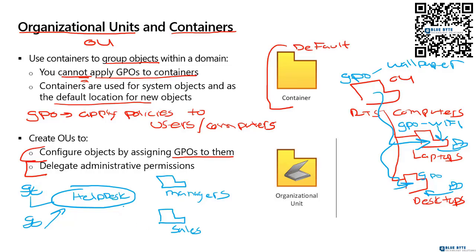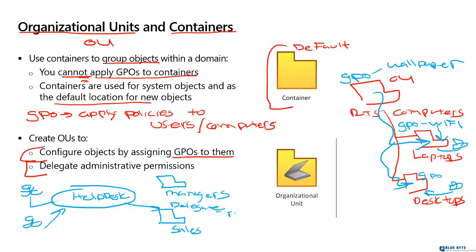Then I would simply delegate at the sales OU level, reset password to this Help Desk group, but it's done at the sales OU. So we're assuming all my sales users, their account is in the sales OU. So now when you delegate the help desk group the ability to reset passwords, it only applies if your user account is in the sales OU. So it's just a way to delegate who can manage what within your Active Directory structure.